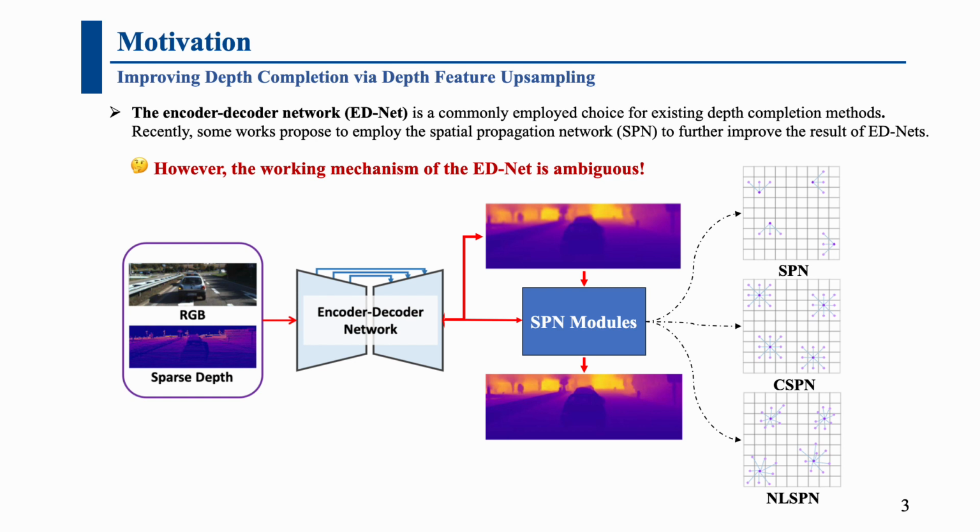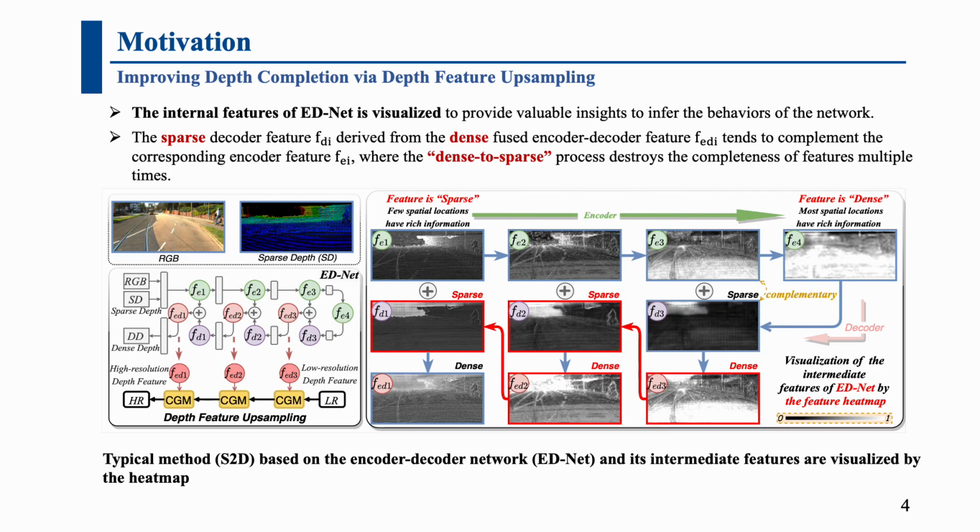Although existing EDNET-based methods have achieved considerable success, the EDNET is often employed as a black box. How the network recovers a dense depth map from the input sparse depth has always been ambiguous. In this paper, we visualize the internal feature maps to analyze how the network densifies the input sparse depth. We find that the encoder feature of EDNET focuses on the areas with input depth points around to obtain a dense feature and thus estimate complete depth.